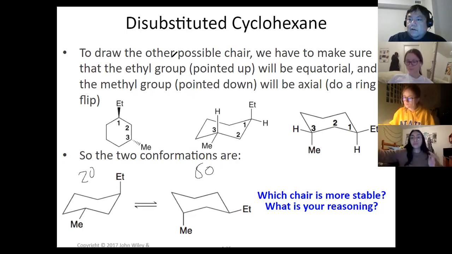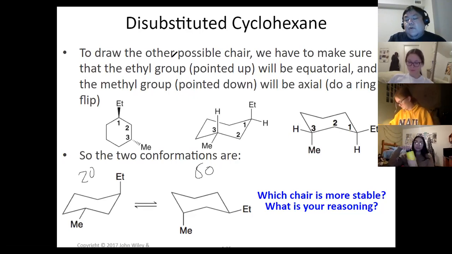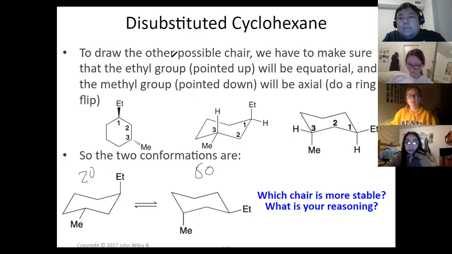But more often than not, there's going to be a preferred one. If they were both ethyl groups, Gwen, would there be a preferred conformation? If instead of one being a methyl and one being an ethyl, they're both methyls, would there be a preferred conformation? No, because there would be no difference, right? I would always have one methyl in the axial and one in the equatorial, and it wouldn't matter. When you have different groups, that's when it starts coming into play. All right.